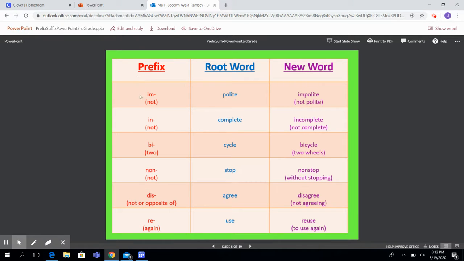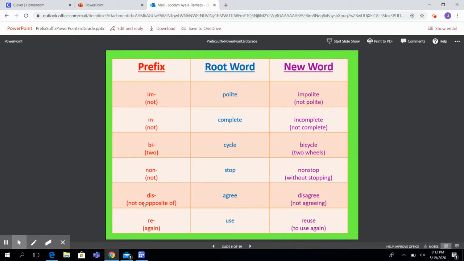So if I went over the prefix im, and then my root word is polite. Root word is a word that can stand all on its own, and I will go into a little bit more detail further on in this PowerPoint. If I had im, which means not, and polite, my root word, and I put it together, impolite would be my new word, which means not polite. And like I said, im would be my prefix, polite would be my root word.